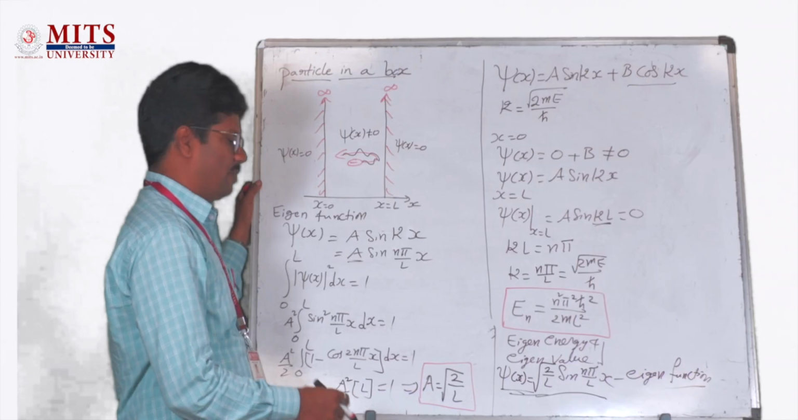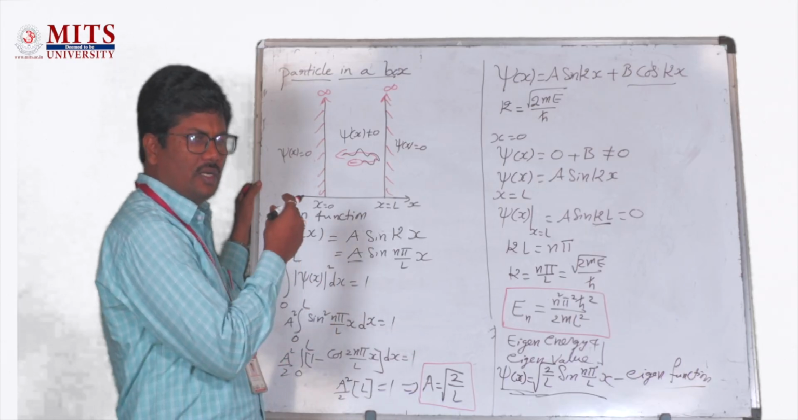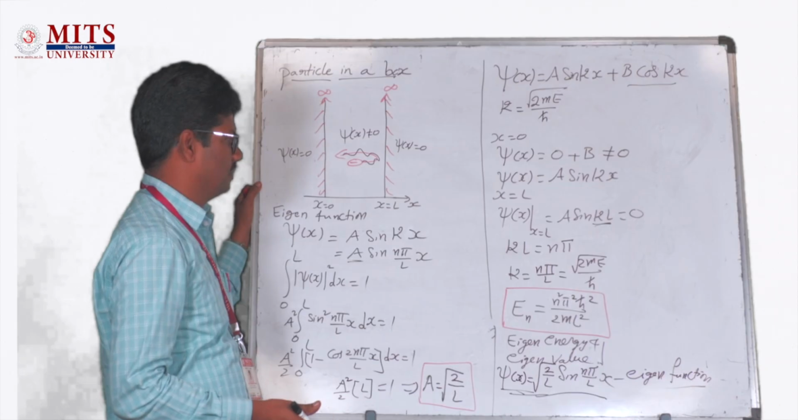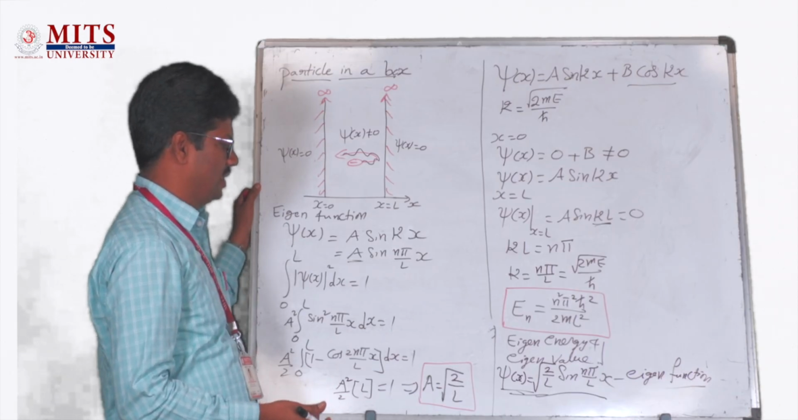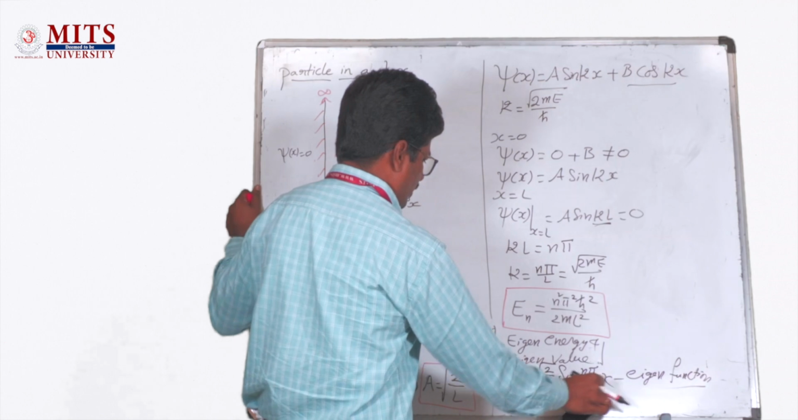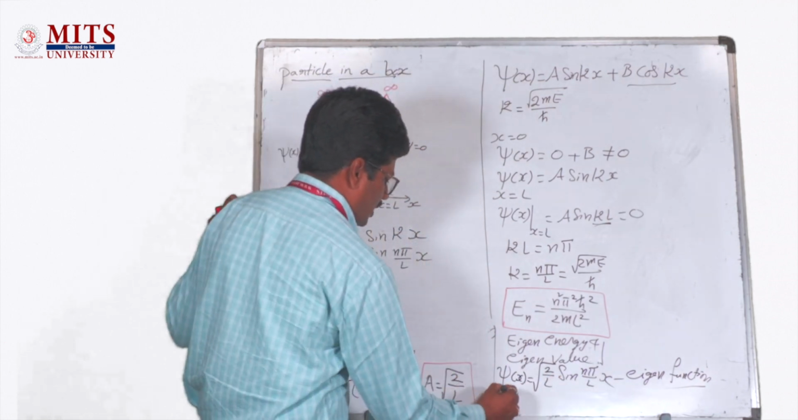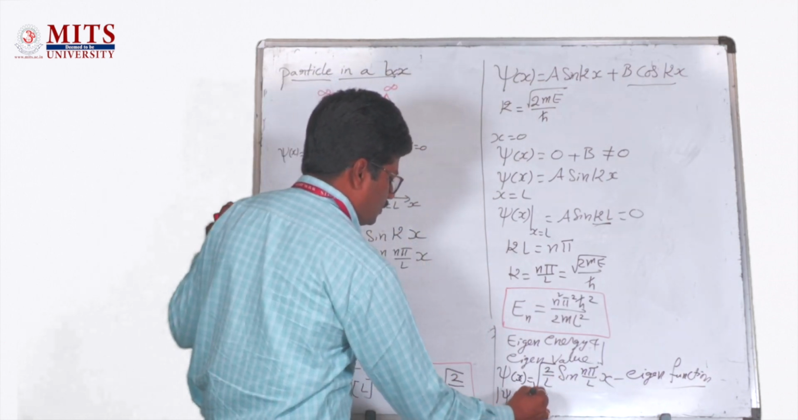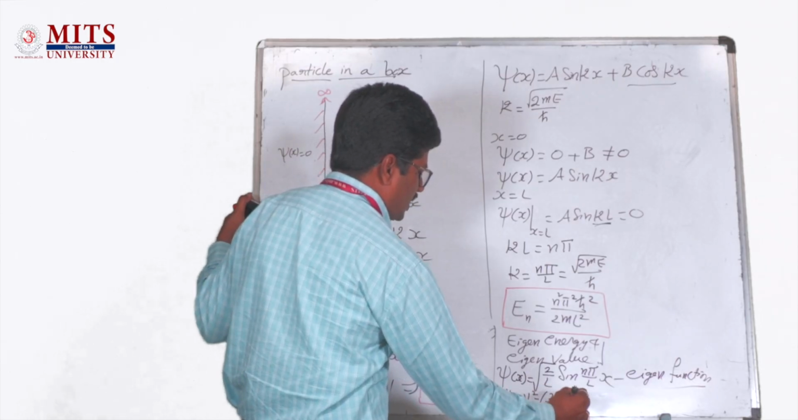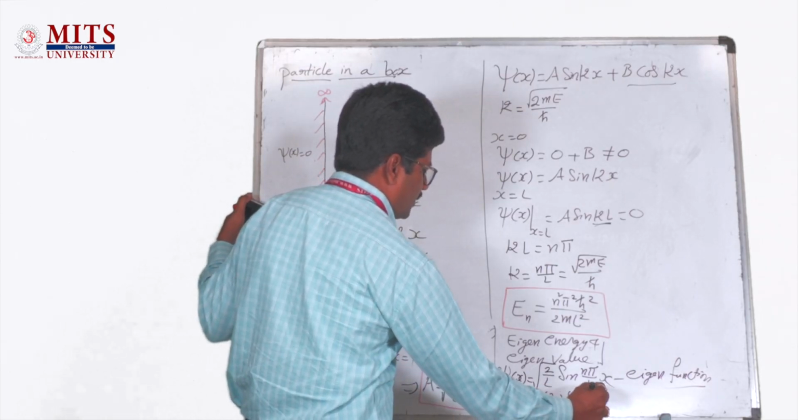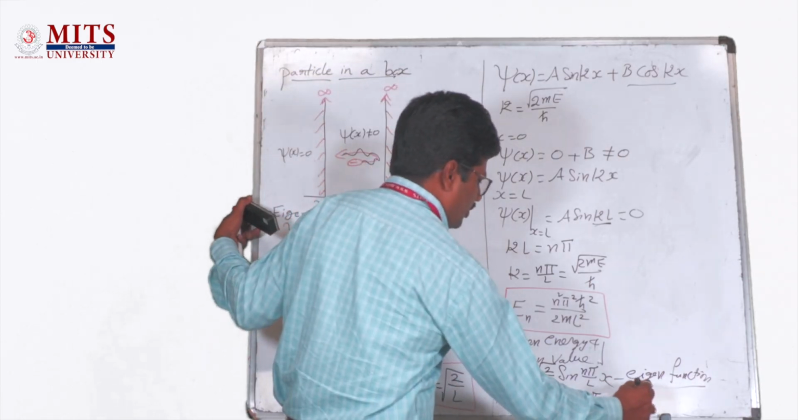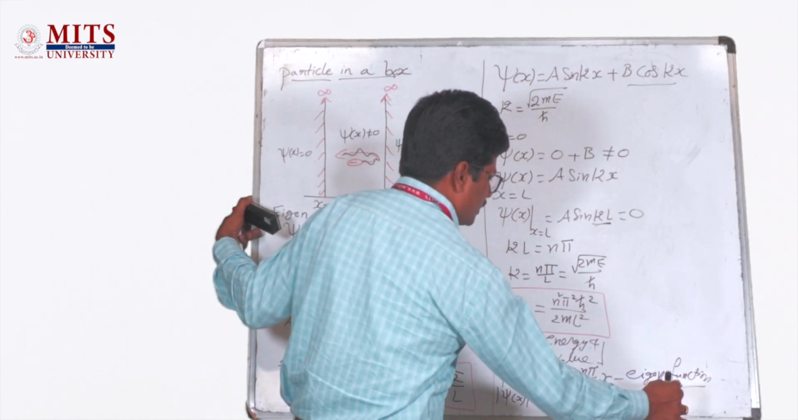Now what will be the probability of this particle to be there in that box, where it will be more available? For that we have to take mod psi n square. So mod psi n square will be 2 by L sine square n pi by L into x. So this is the probability of finding that particle inside the box.